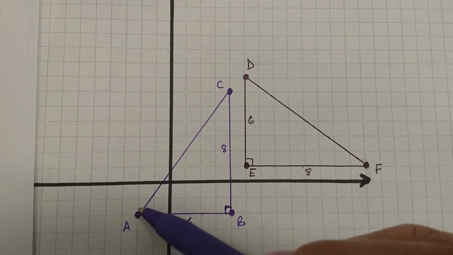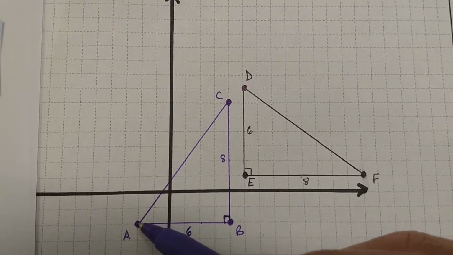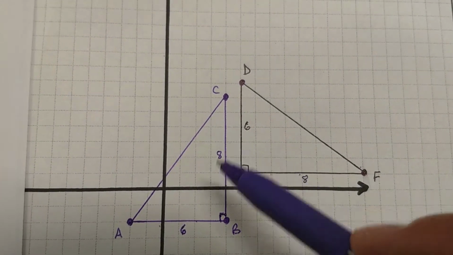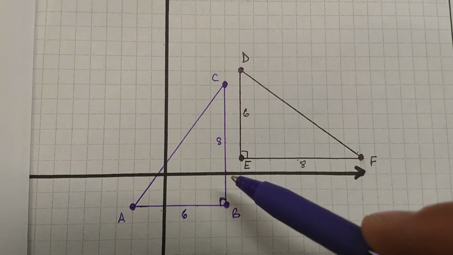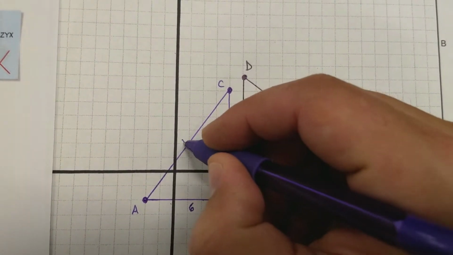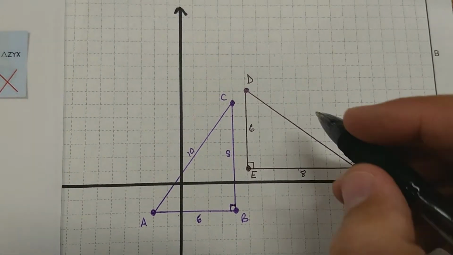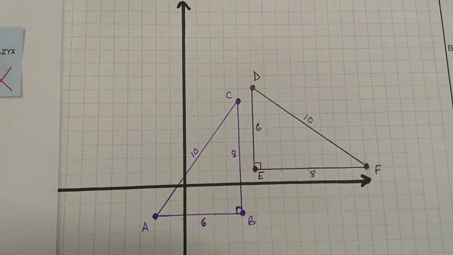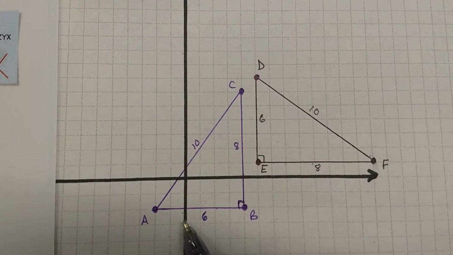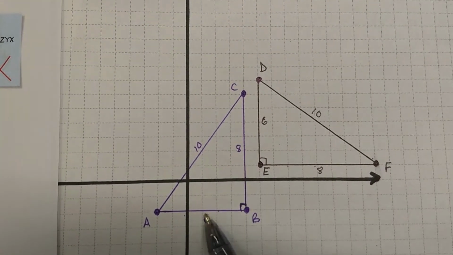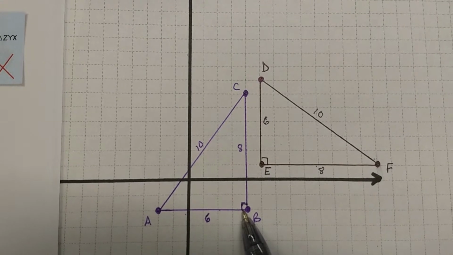In order to really find the distance here, we'd have to either use the distance formula, or since it's a right triangle, we could use Pythagorean theorem. When we do that, we would get 10. And when we do that over here, we would get 10. Now, I wouldn't necessarily even have to do that because I know that I've got two sides that are the same coming off a right triangle.